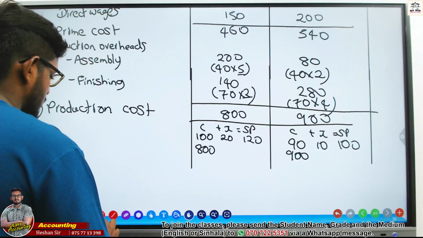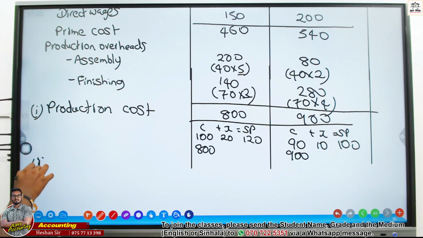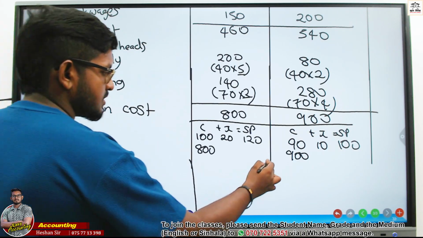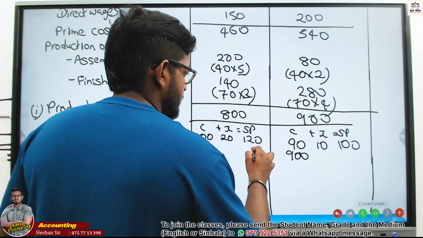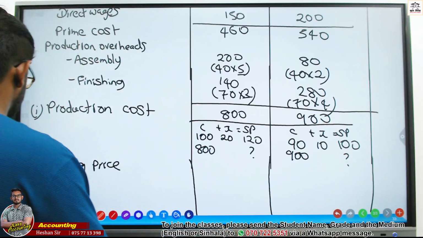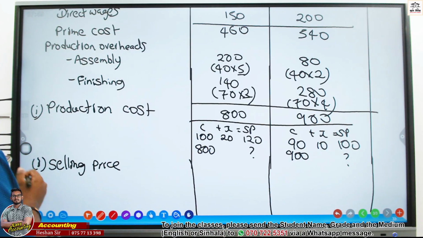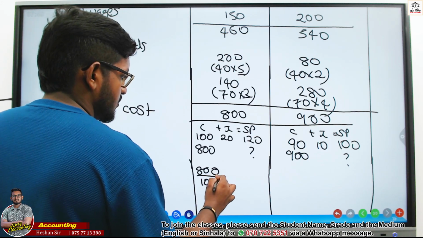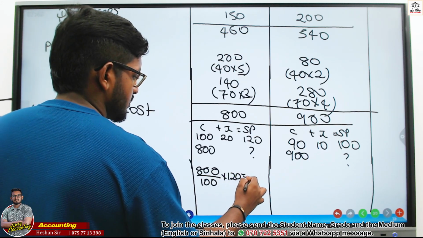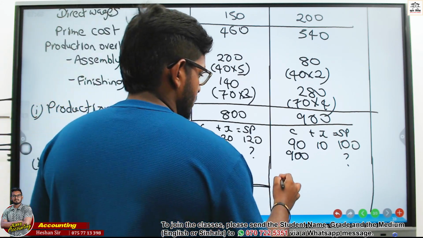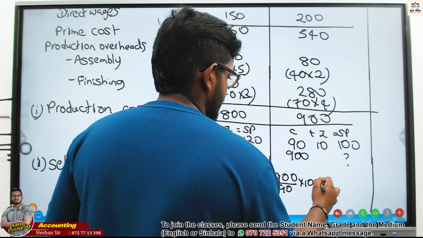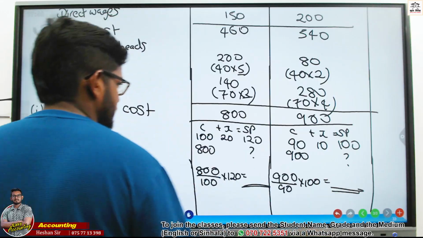So Roman number 2, they are asking the selling price. We can calculate the selling price like this. Means we need this one, right? So 800 divided by 100 multiplied by 120. 900 divided by 90 multiplied by 100, because it's based on the selling price, right?